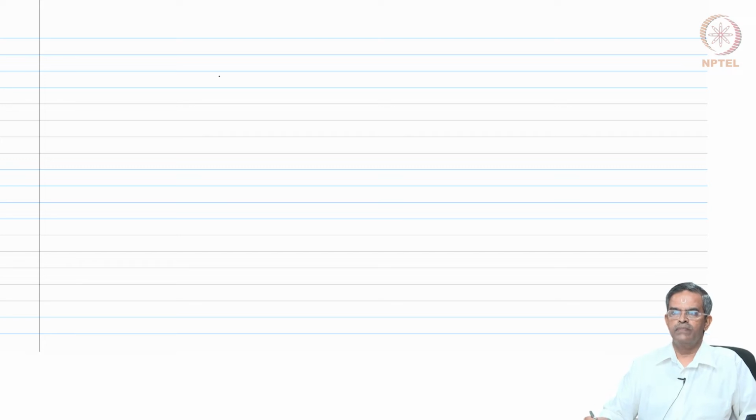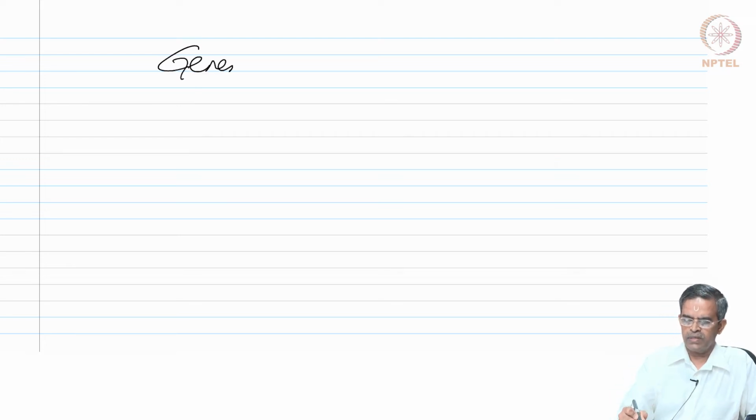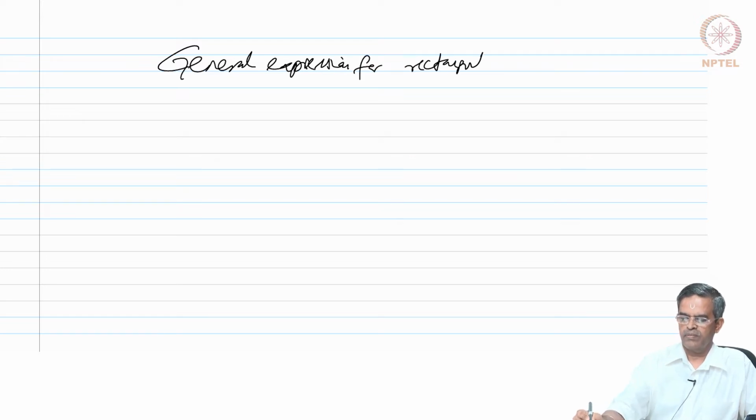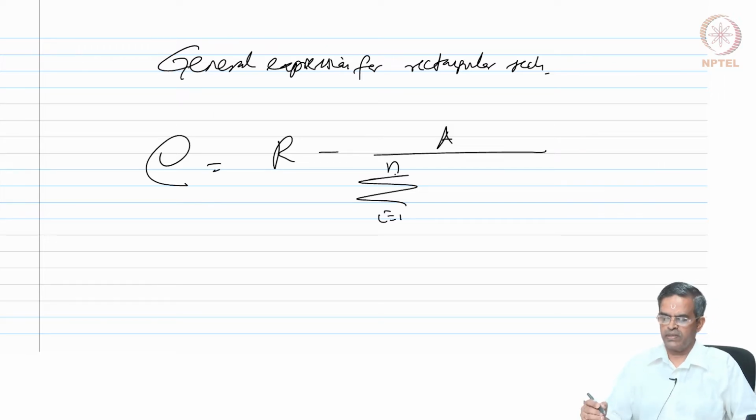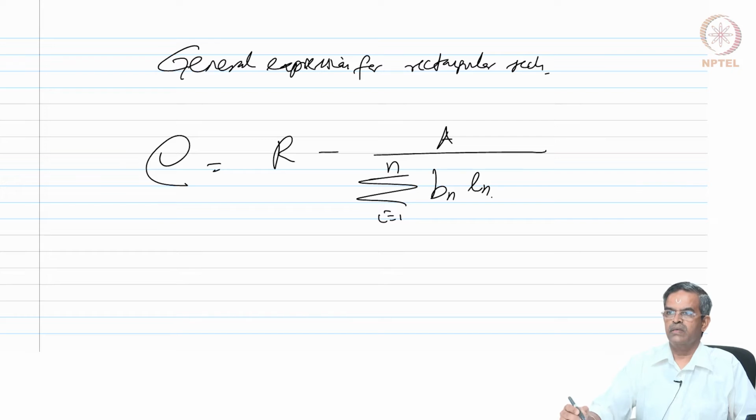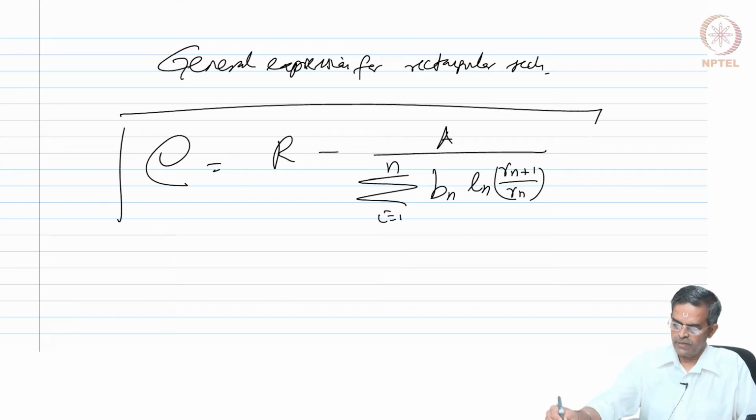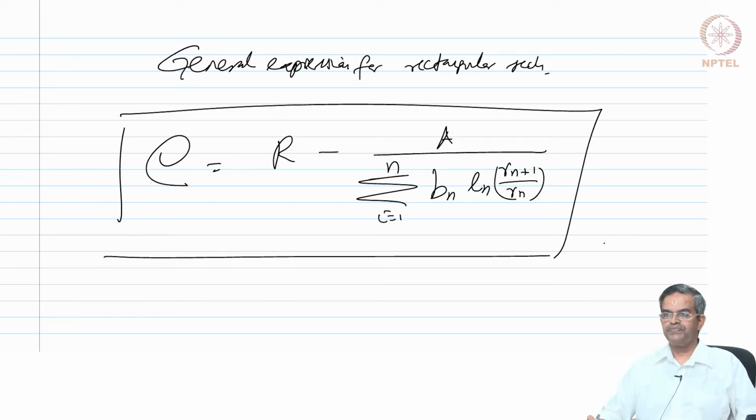So, therefore, friends, if I have a general expression for rectangular sections, E will be R minus A by the summation of i equals 1 to n, n is the number of rectangle components present in that, Bn ln R(n+1) by Rn. This is what I get as E, the general expression.